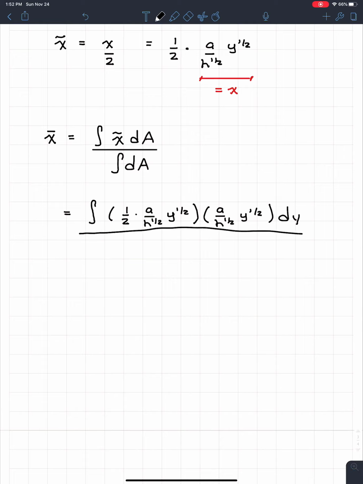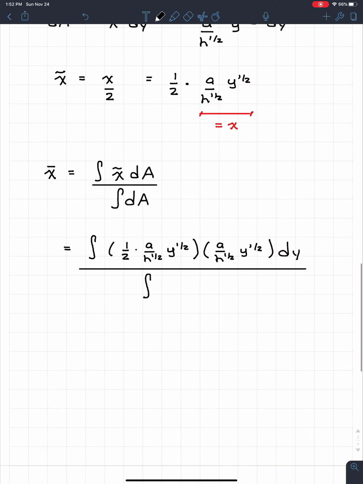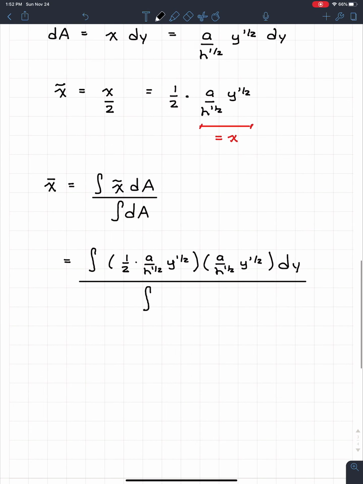So that's just the top. And now the bottom, we have the integral of dA. So the integral, and we know that dA is equal to a divided by h to the 1/2, y to the 1/2 times dy. So now this is really, really nice. We have an integral. We have a bunch of constants, and that's fine because, as we learned, we're just going to take those out. So who cares?